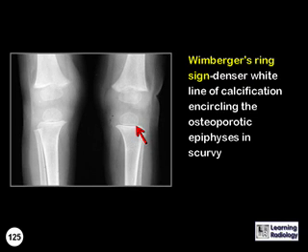What is the name of this sign? This is Wimberger's ring sign, which is the denser white line of calcification encircling the osteoporotic epiphyses in a patient with scurvy.